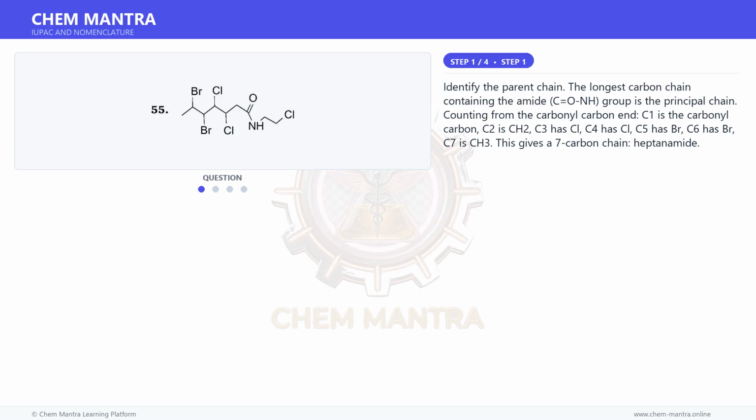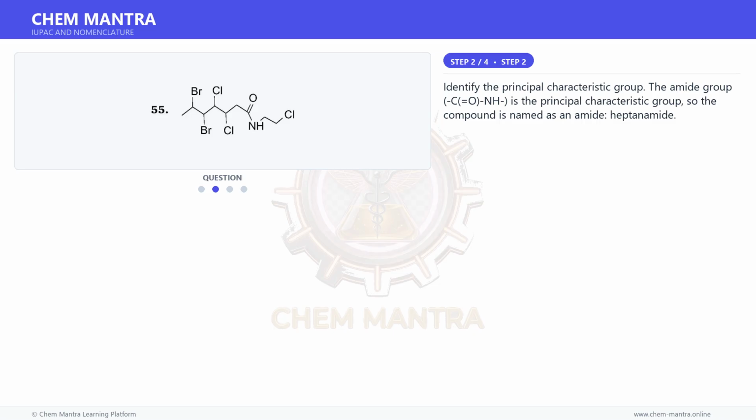Identify the parent chain. The longest carbon chain containing the amide, C=O NH2 group, is the principal chain. Counting from the carbonyl carbon end, C1 is the carbonyl carbon, C2 is CH2, C3 has Cl, C4 has Cl, C5 has Br, C6 has Br, C7 is CH3. This gives a 7-carbon chain, heptanamide.